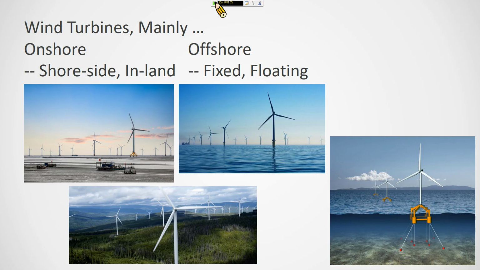As a background, we know that there are mainly four types of wind turbines. There are shore-side wind turbines. When you drive along the coast, you see them. And there are inland wind turbines. For example, several such farms are near the Sahara Desert, for example, in Algeria. And there are fixed offshore wind turbines.